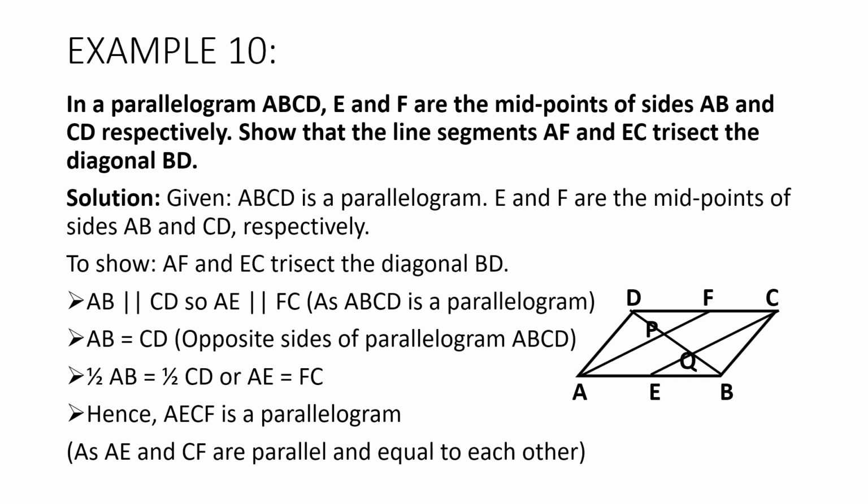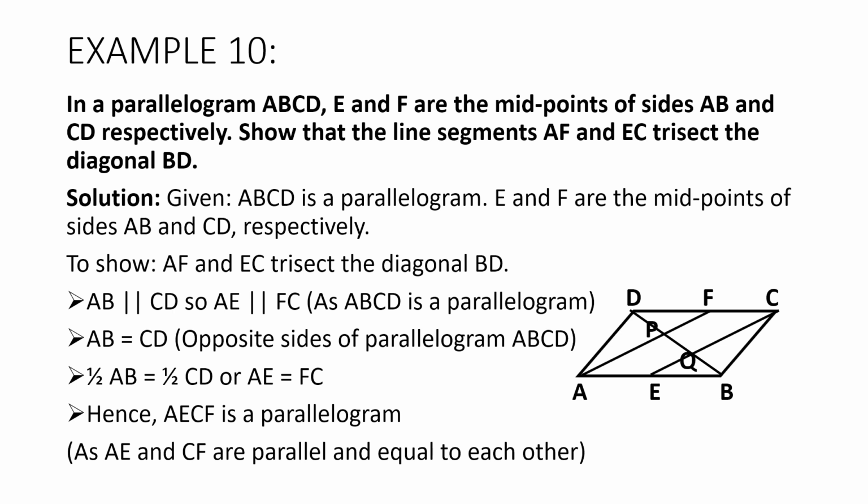So now first of all, see what is given to us is ABCD is a parallelogram. E and F are midpoints of AB and CD respectively. Now what we have to show is AF and EC, when you join them, trisect the diagonal BD. Trisect the diagonal BD means we have to show that PD, PQ and QB, all the three are equal.